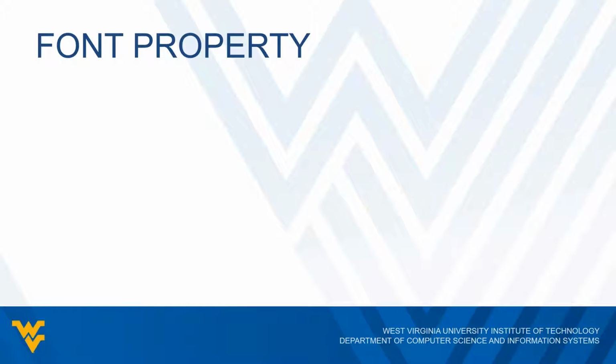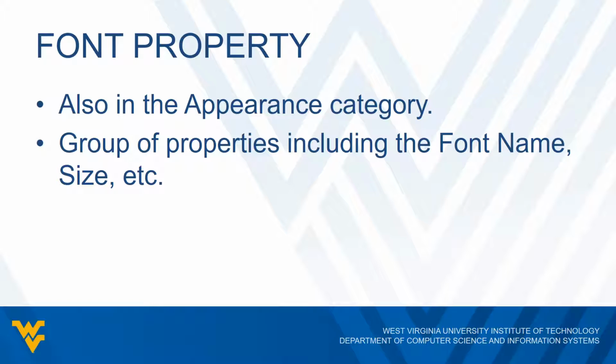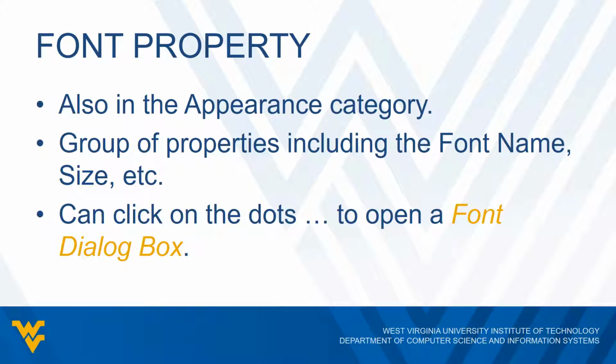The font property also appears in the appearance category. And this isn't just a single property, it's actually a group of properties where we can modify things like the font name, size, color, and so forth. So the way you would do this is under that option, you should see a set of dots at the end. You just click on it and it will open a font dialog box.